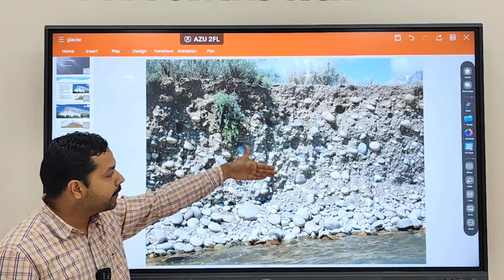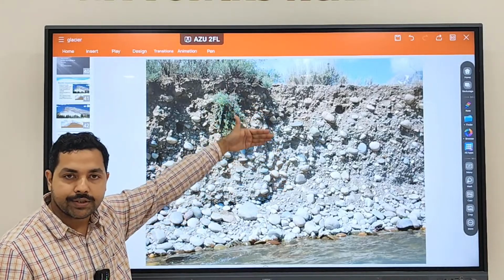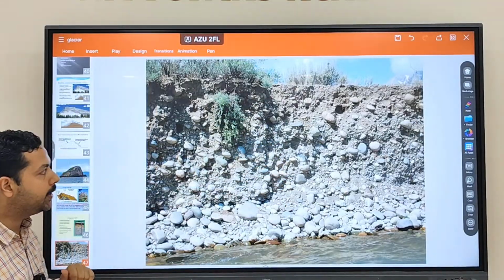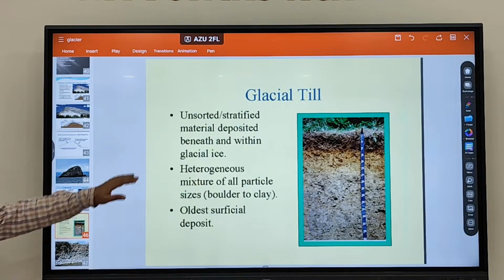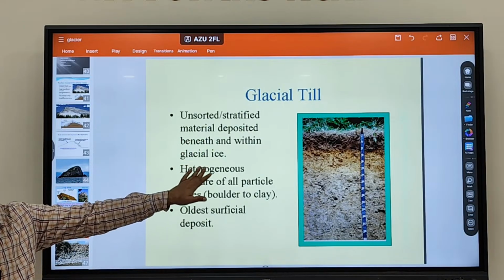So in the U-shaped trough, you are seeing nothing but glaciers there. But when the glacier comes to the lowland, the glacier will melt, and when the glacier melts, what will happen? Boulders are going to be left behind. This is called what? This is called glacial till. So it is written as unsorted stratified material deposited within glacial ice.